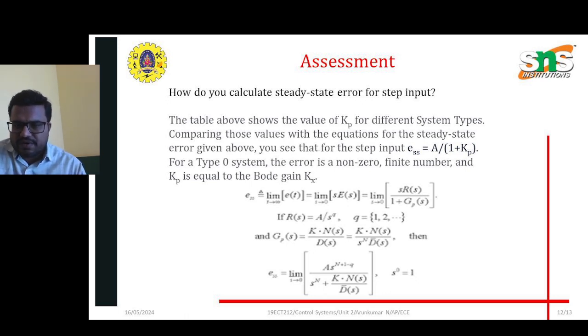Once we apply the limit value based on the final value theorem, we can get the steady state error of the corresponding signals. Finally, we can get the error signal as e ss, the steady state error. Like that, we can calculate the errors for any kind of signals. Thank you.